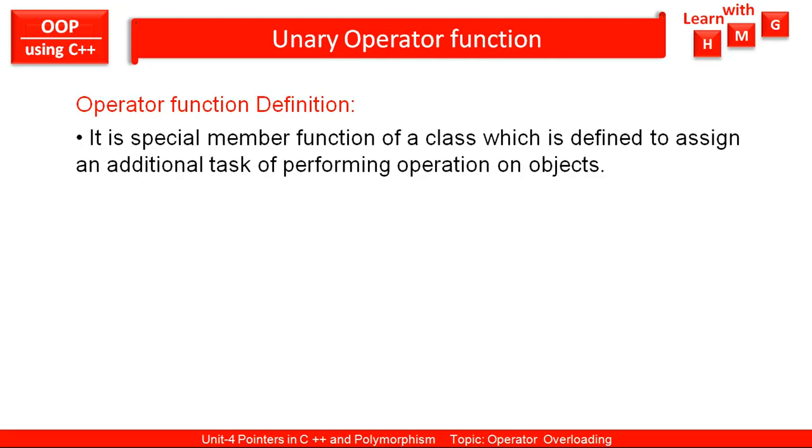So here the operator function is a special member function, that is, it is a member of a particular class. In this operator function, the additional task you are assigning to that particular operator is defined, and that task will be performed on objects. Basically operators perform operations on variables or numbers, but here the operator will perform the operation on an object. So this object is the new type of operand on which the operator will operate, and like this the operator is overloaded.